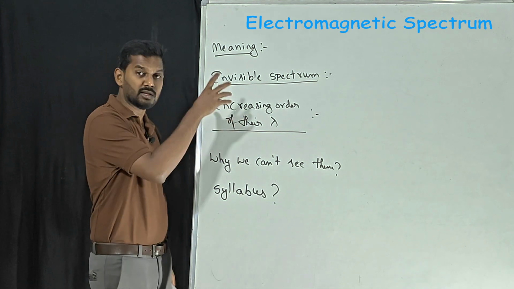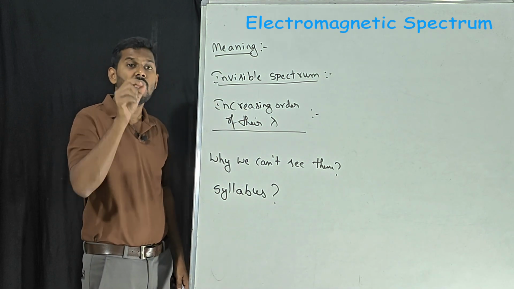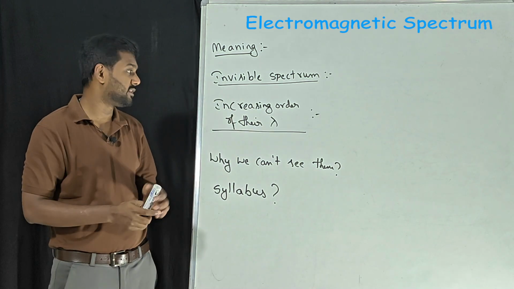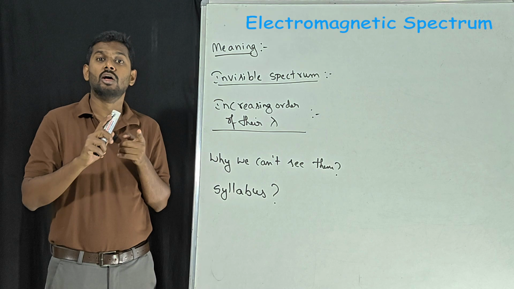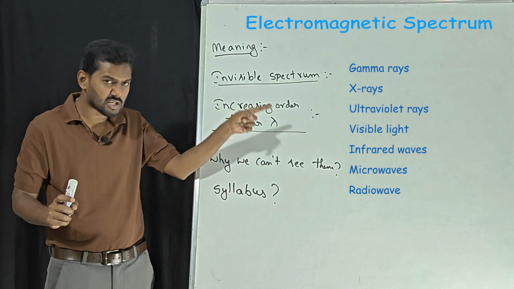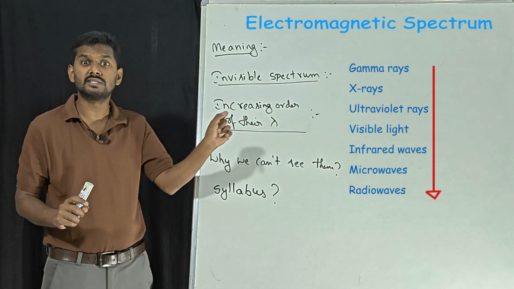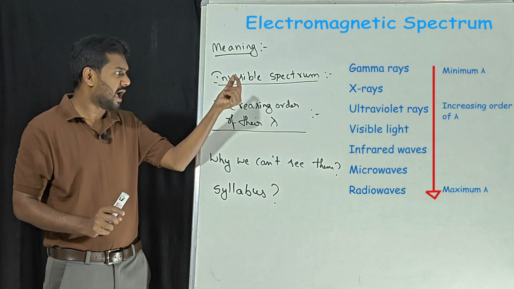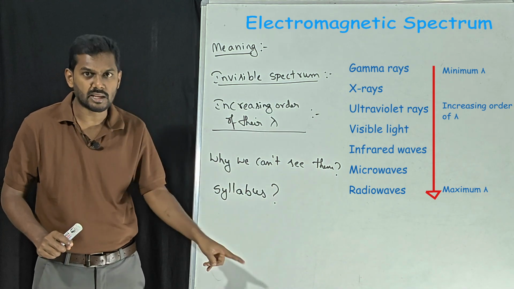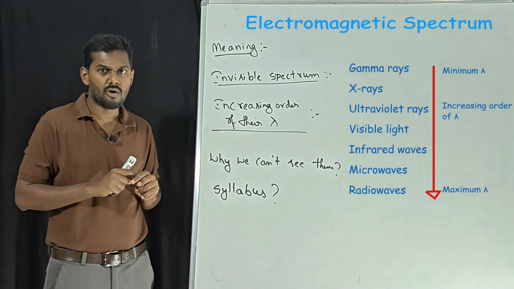Now we are going to learn the complete electromagnetic spectrum, both visible and invisible, in the increasing order of their wavelength. See, this is very much important. This you have to learn by heart, and no need to learn any value by heart, just the order. This order you need to learn by heart, that's it. And that too in the increasing order of their wavelength. In this order, the value of wavelength keeps on increasing, and we know wavelength is inversely proportional to frequency.